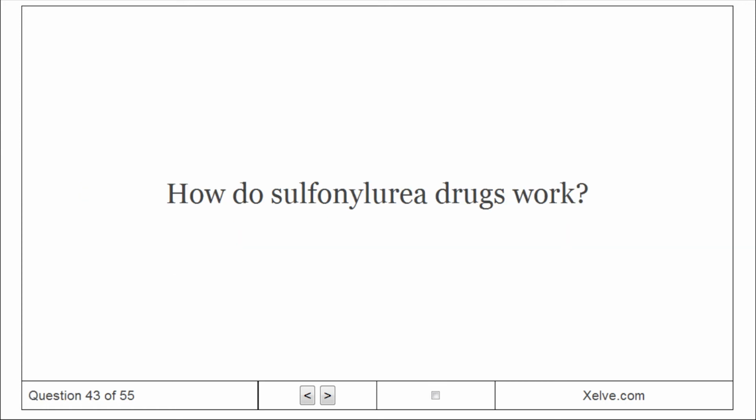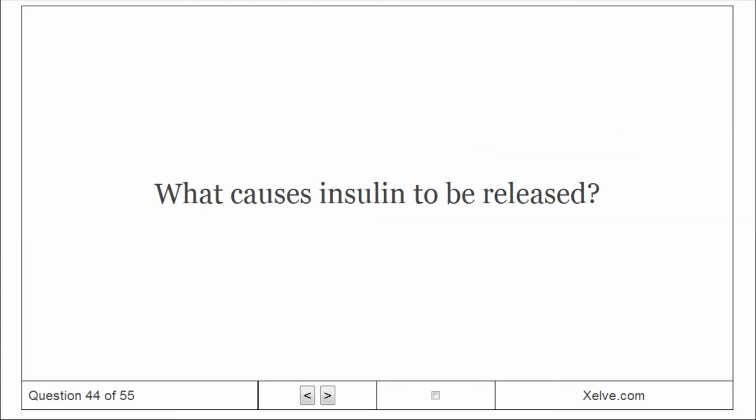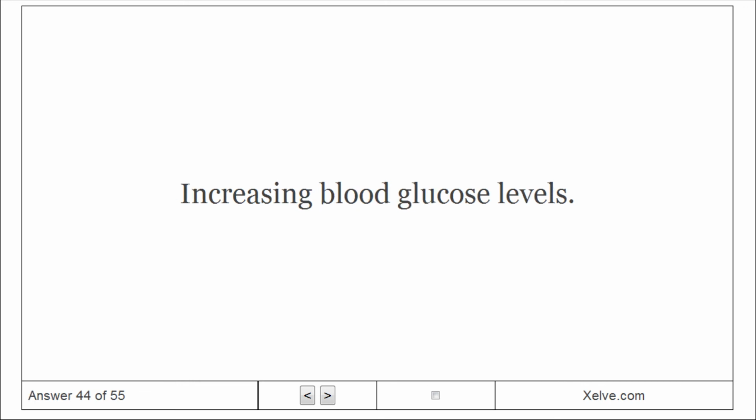How do sulfonylurea drugs work? By stimulating insulin secretion, they prolong the depolarization, causing the exocytosis of insulin. Glyburide and glipizide equal ATP-gated K-channel blockers. What causes insulin to be released? Increasing blood glucose levels.